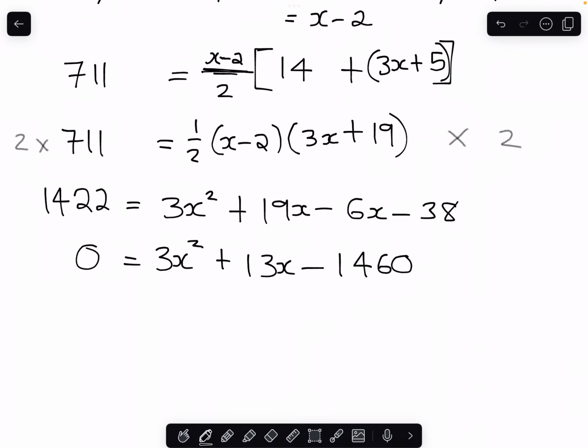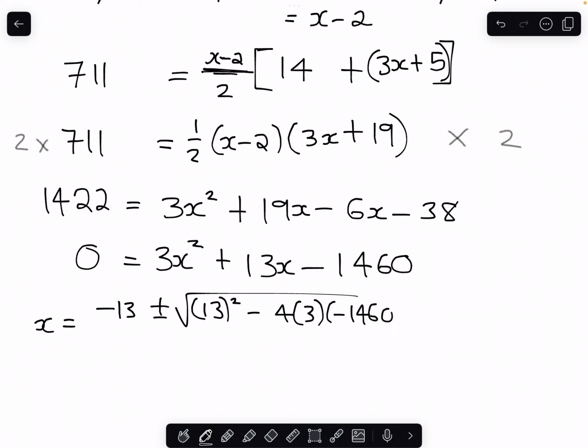Right, so we can solve this using the quadratic formula: x equals minus b plus or minus the square root of b squared minus 4ac, divided by 2 times a.